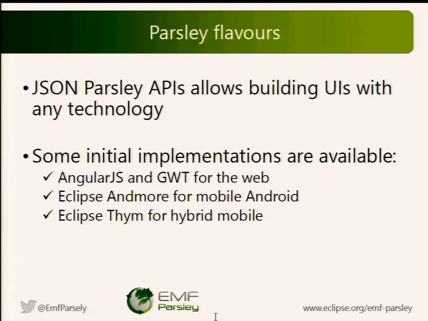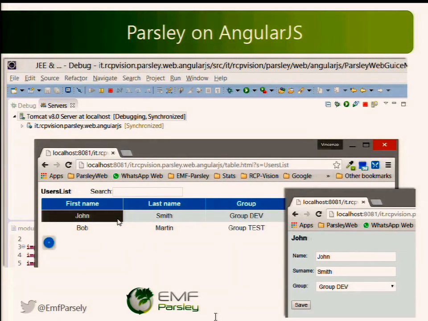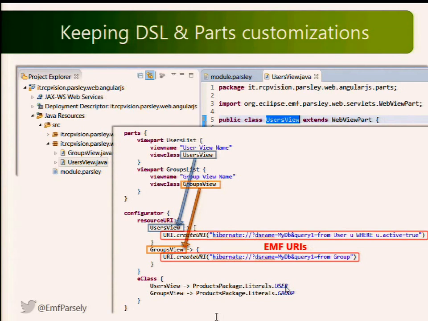We have made some initial implementations for the web with AngularJS and GWT, and for the native mobile, and for the hybrid mobile, with a couple of Eclipse projects. So here you can see a table component and a form Parsley component rendered with AngularJS. And here you can see in the DSL how you can map the views, a couple of views, users and group, to the corresponding EMF URIs. In this case, you have Teneo URIs.